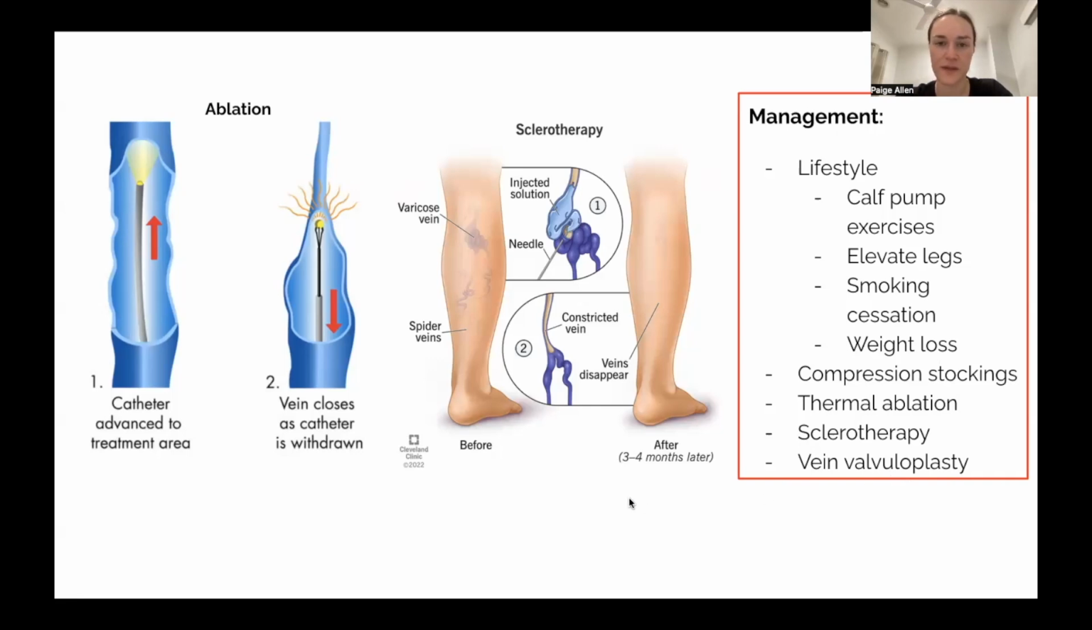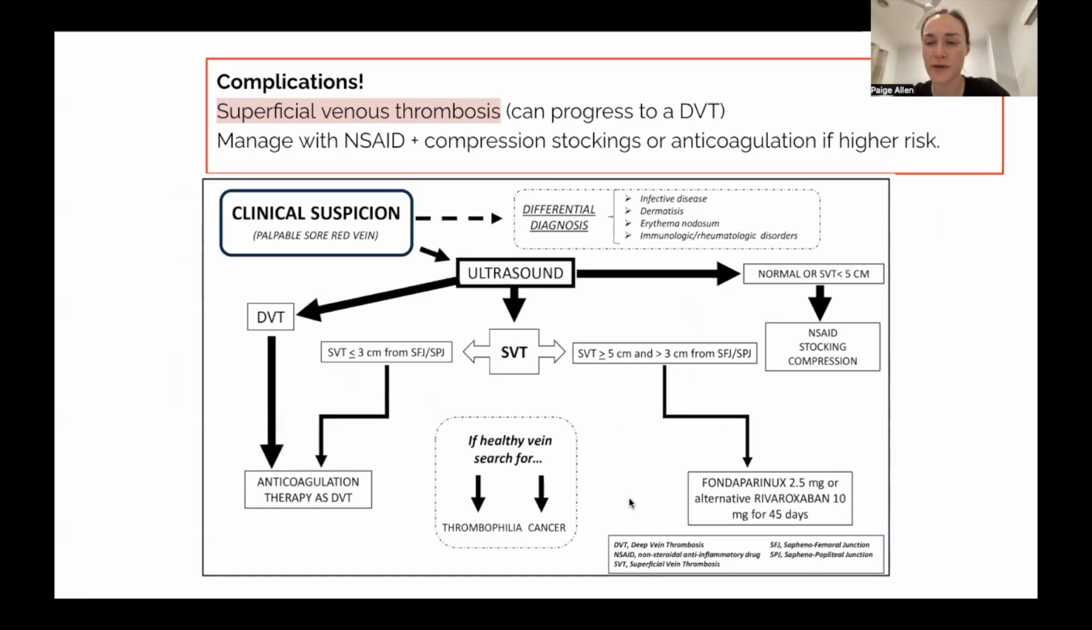So as I mentioned, your main complication to keep an eye out for with varicose veins is that you can get more likely superficial venous thrombosis, but the problem with this is that it can progress to a DVT. So you want to stay on top of it. Depending on the location of an SVT, it determines what you do in terms of management. You can follow this flow chart, but I won't focus on that now.